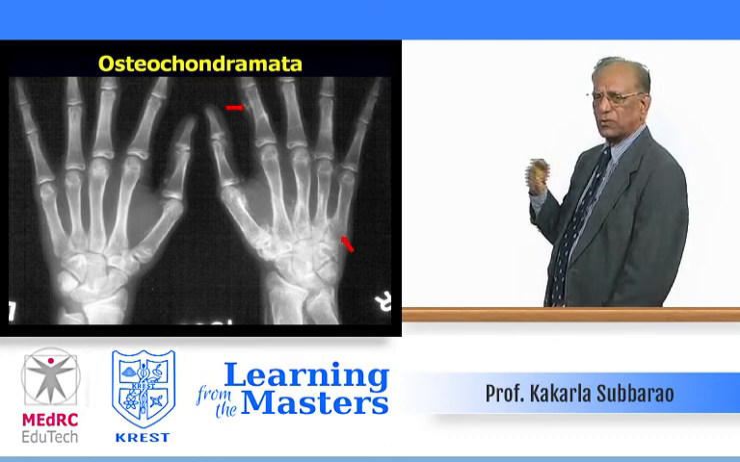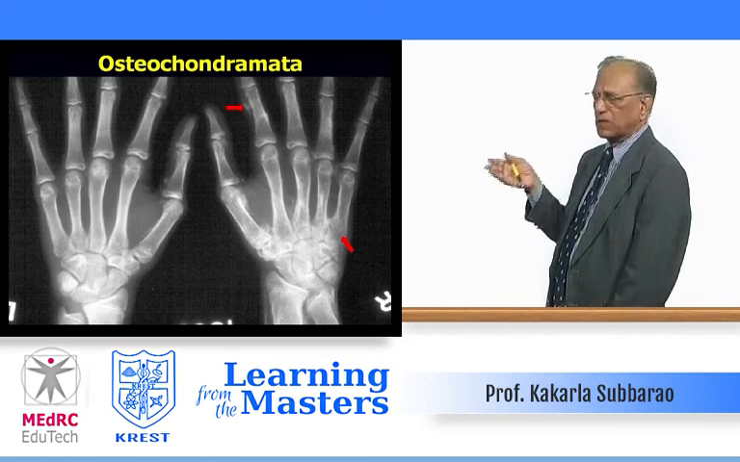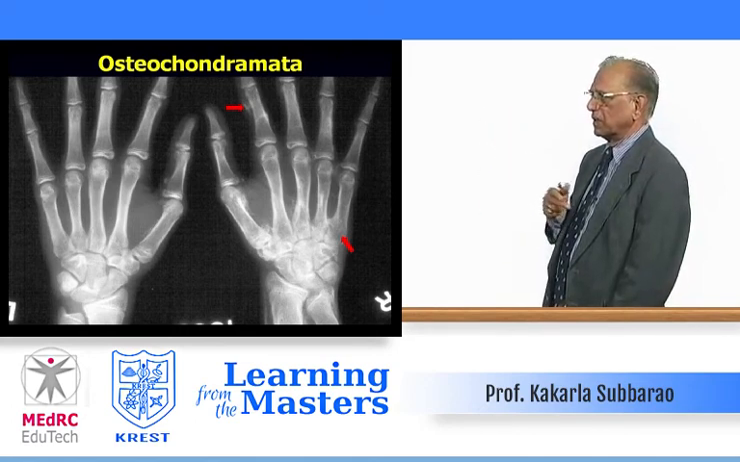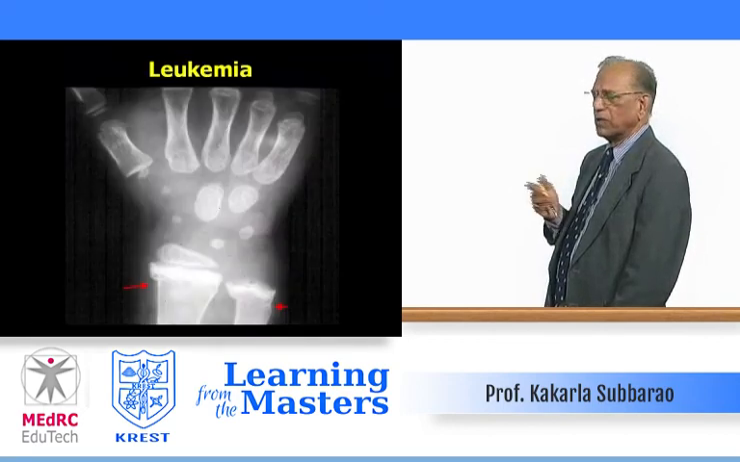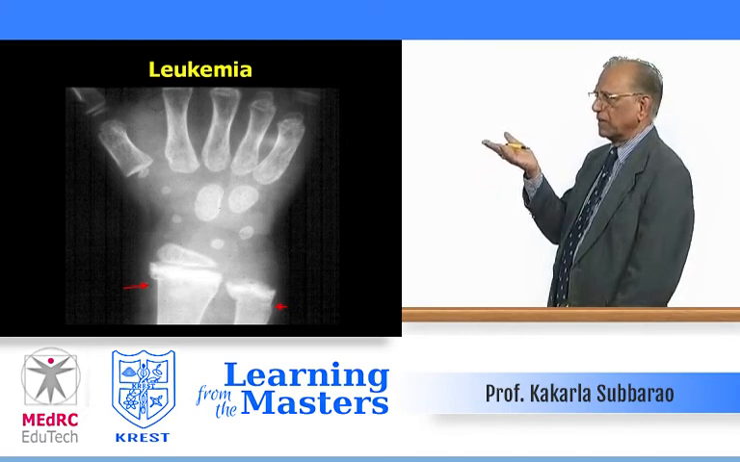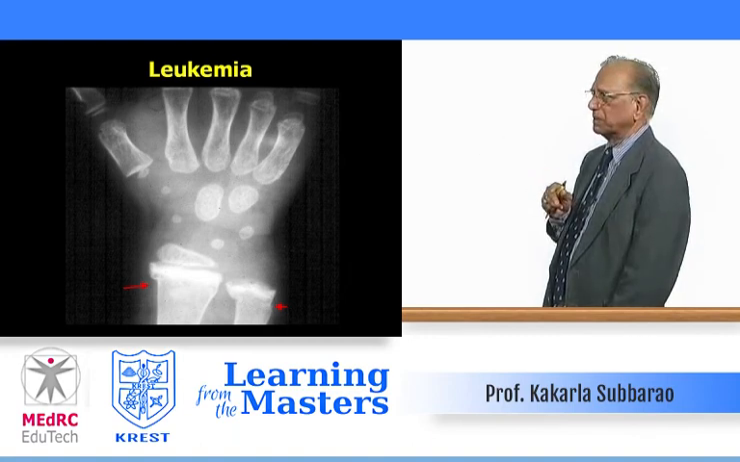Osteochondromata or exostosis, it can occur anywhere in the body, although knee joints are common, but here also you can get at the phalanges multiple osteochondromata or exostosis. Leukemia, leukemic changes, leukemic infiltrates, and sometimes you find in the hands sclerotic changes with leukemic bands proximal to it.